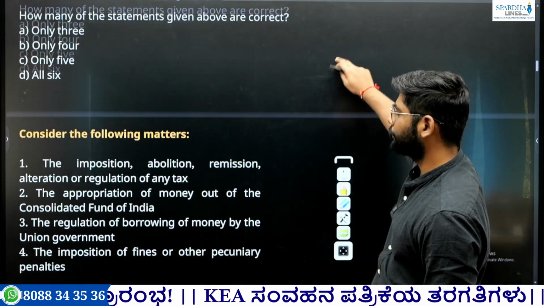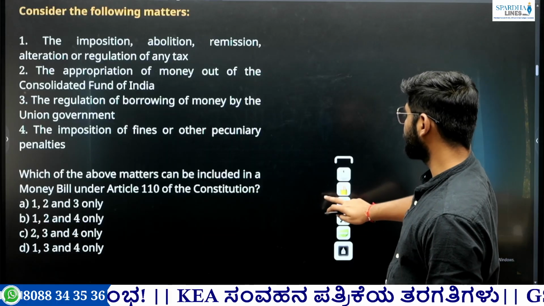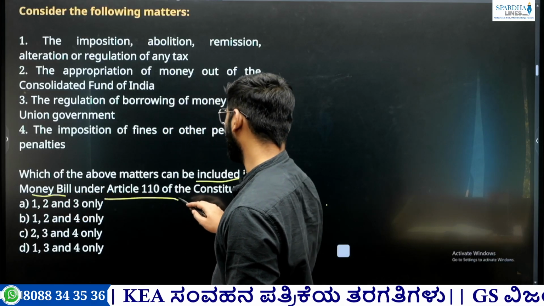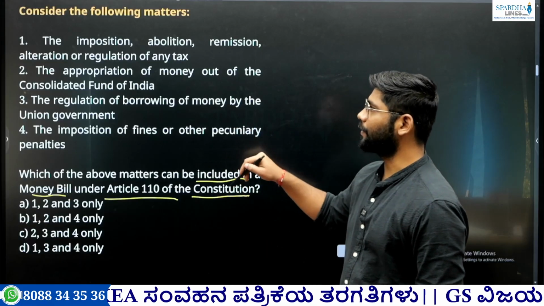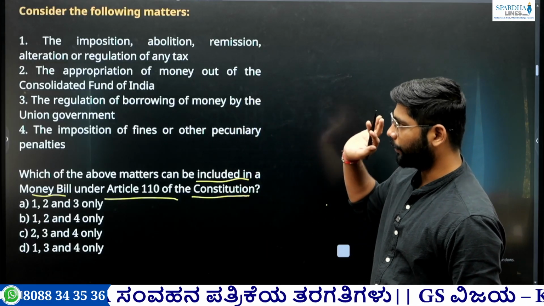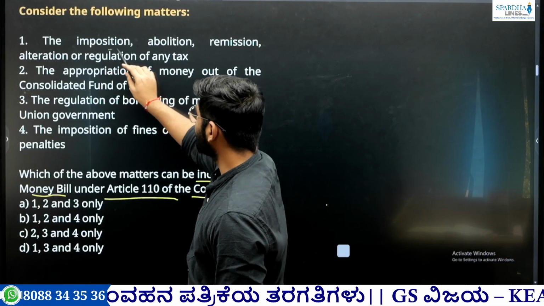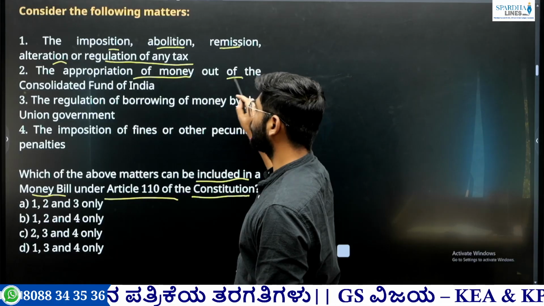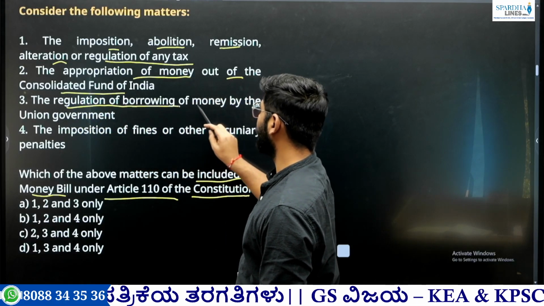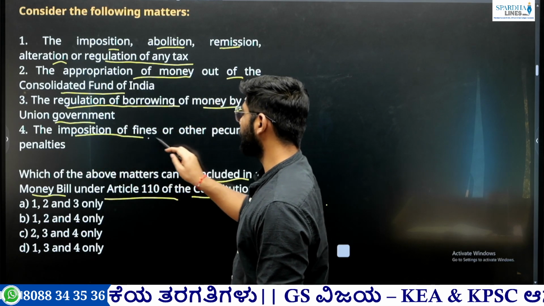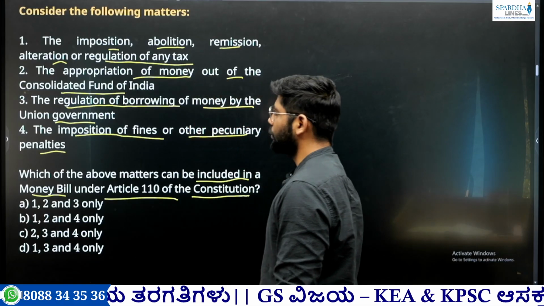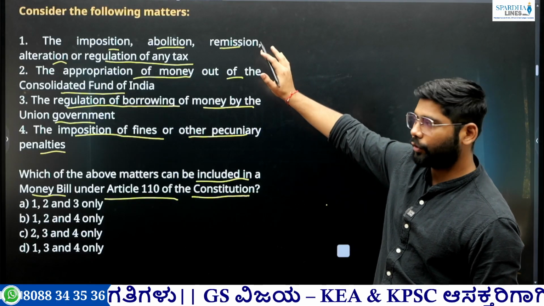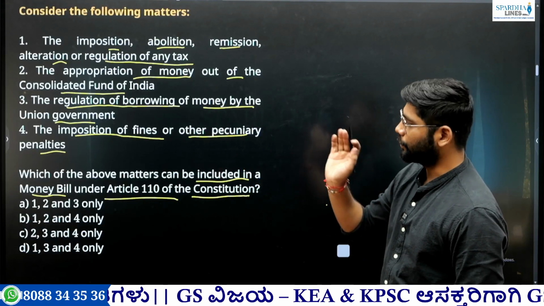The next question: consider the following matters. How many of the above matters can be included in a money bill under Article 110 of the Constitution? These are the conditions that a certain bill needs to fulfill to become a money bill. So which are correct? First is the imposition, abolition, remission, alteration, regulation of any tax; then appropriation of money out of the Consolidated Fund of India; then regulation of borrowing of money by the Union government; then imposition of fines or other pecuniary penalties. So which of these four are the conditions the bill must fulfill to become a money bill under Article 110? Let me know which one is correct here.